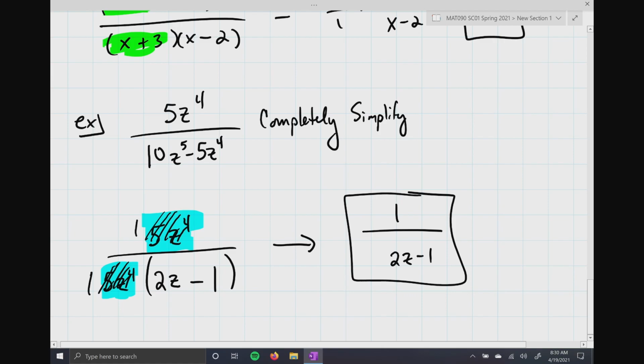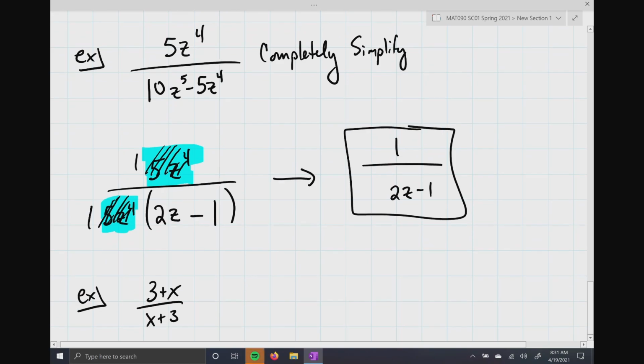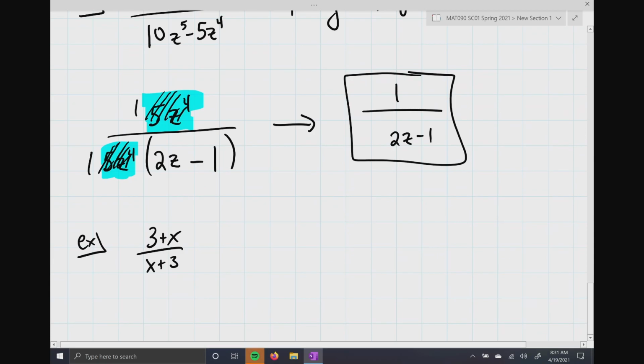Are there any questions? Okay, let's keep going. The next one is 3 plus z divided by x plus 3. Now, I will give you a little guide here.